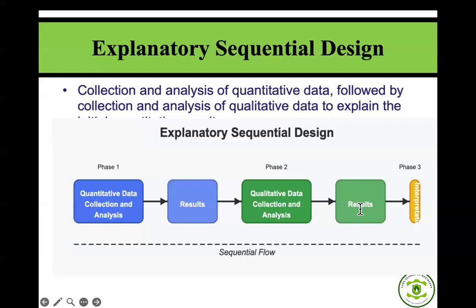In phase one. And then the last bit, the last stage, phase is what? Interpretation. In the final phase, you interpret how the qualitative findings help you to explain the initial quantitative results. And this is where the true integration would happen. The qualitative data provides context and explanatory power to the statistical patterns you identified in your earlier quantitative approach.